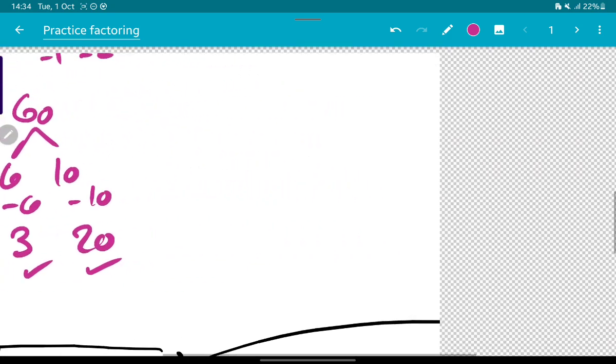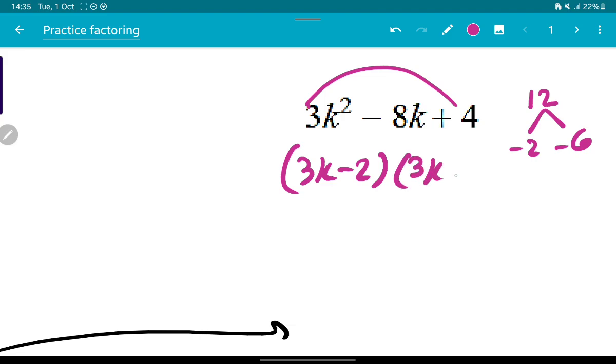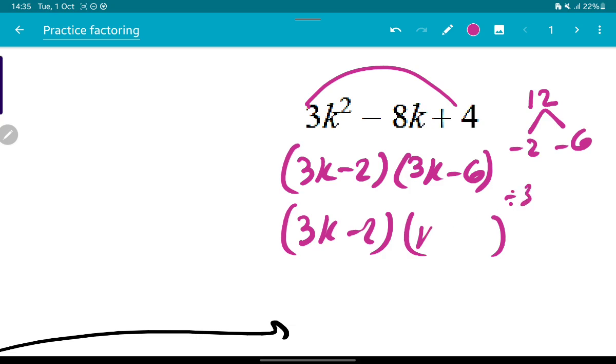This idea will work for all examples. 3 times 4 is 12, so negative 2 times negative 6. When we add them, it will be negative 8. So 3k minus 2, 3k minus 6, and we can simplify this by 3, it will be k minus 2.